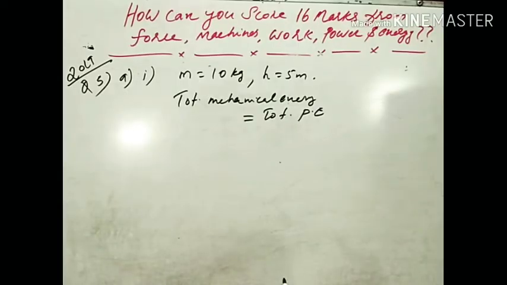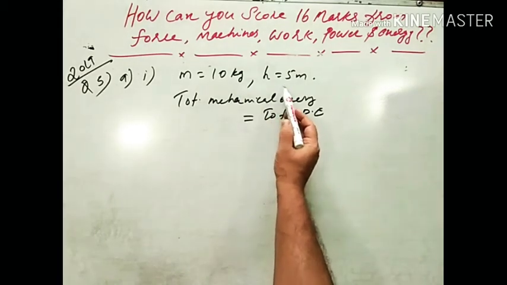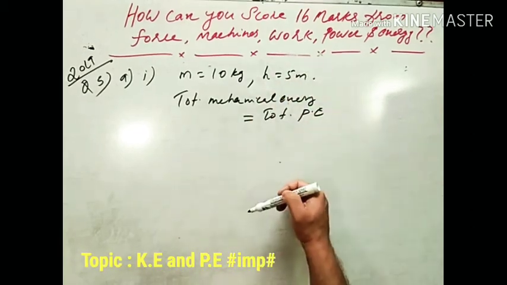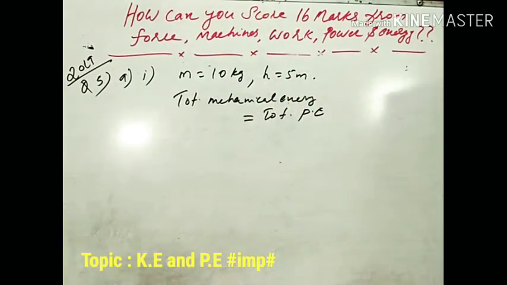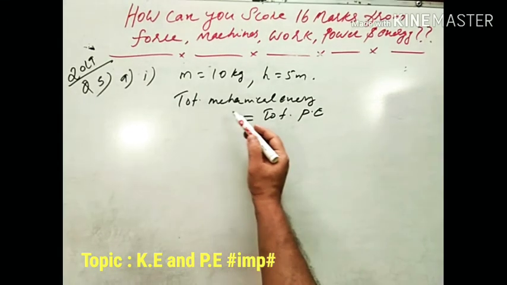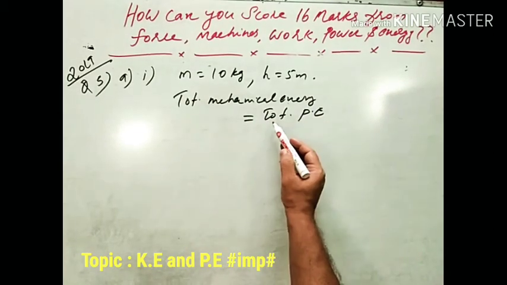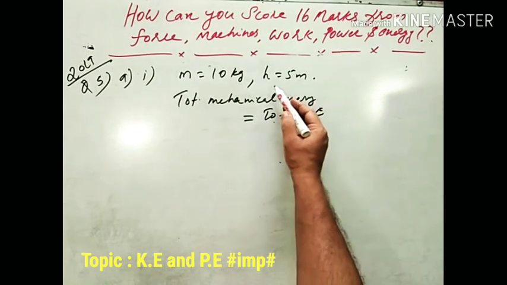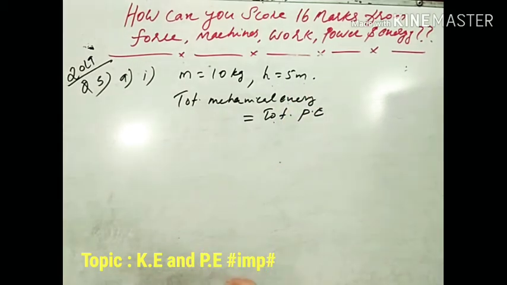Now let's solve question number 5, first part of the question. This question carries 3 marks. A body of mass 10 kilogram is kept at a height of 5 meter. It is allowed to fall, free fall, and reach the ground. What is the total mechanical energy possessed by the body at a height of 2 meter, assuming it is frictionless? So the total mechanical energy possessed by the body will be equal to the total potential energy at a height h equal to 5 meter above the ground.